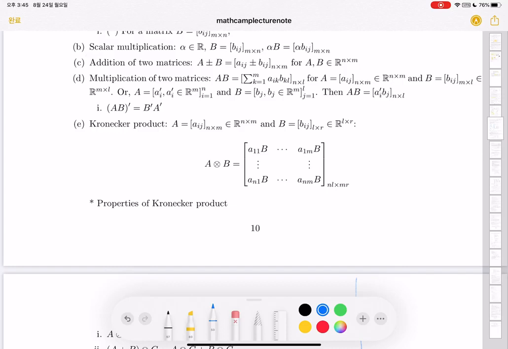So when you take the Kronecker product of 1, 2, 3, 4 with 1, 2, it gives you 1 times 1, 2, so 1, 2, and 3 times 1, 2, so 3, 6, and 2 times 1, 2, so 2, 4, and 4 times 1, 2, so 4, 8. Okay, that's how you do the Kronecker product.